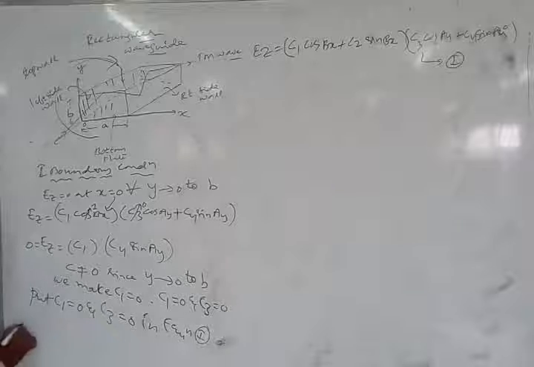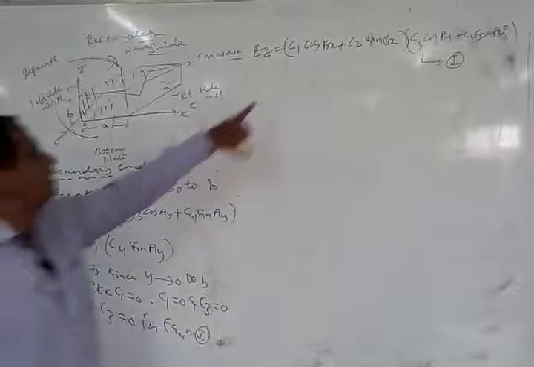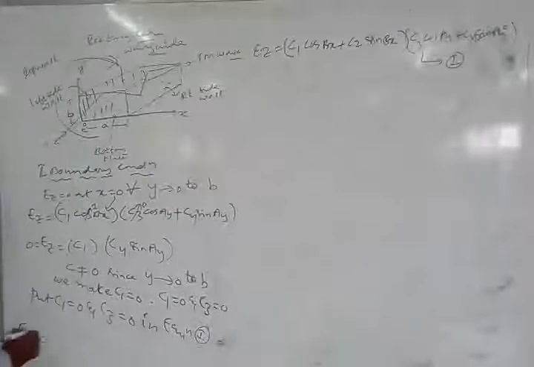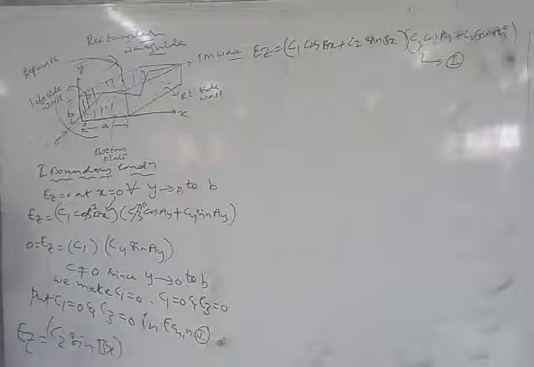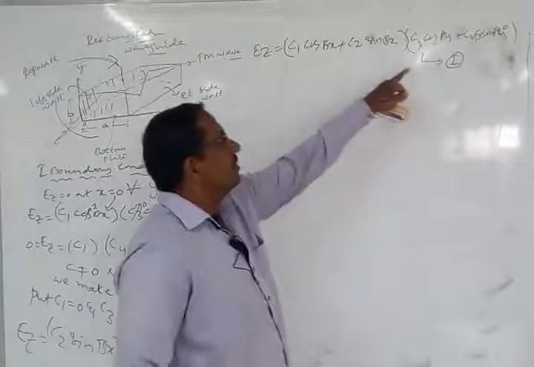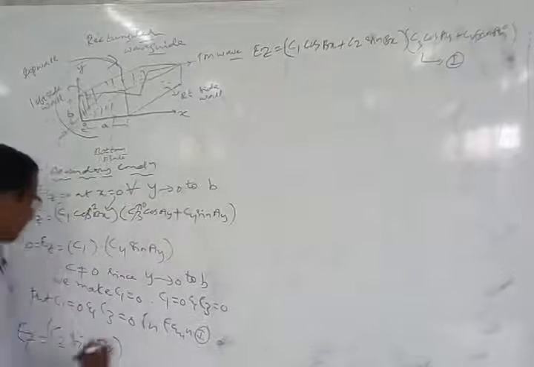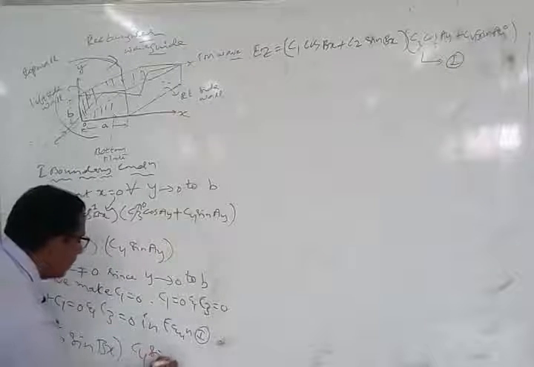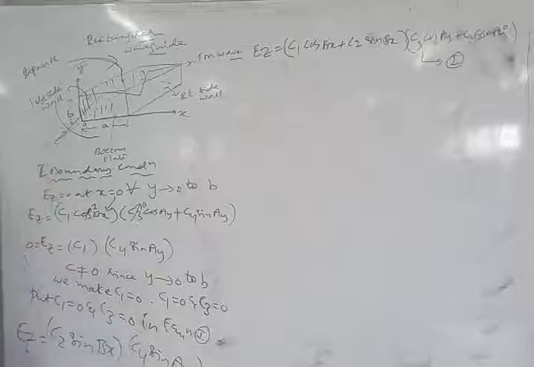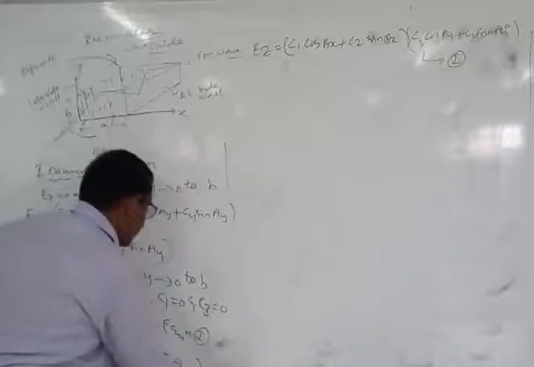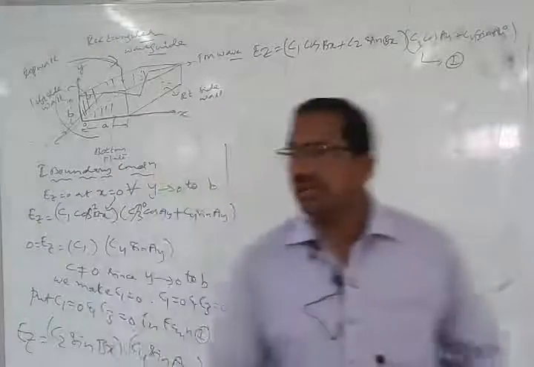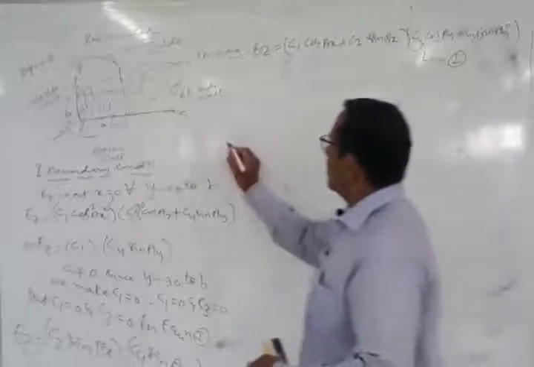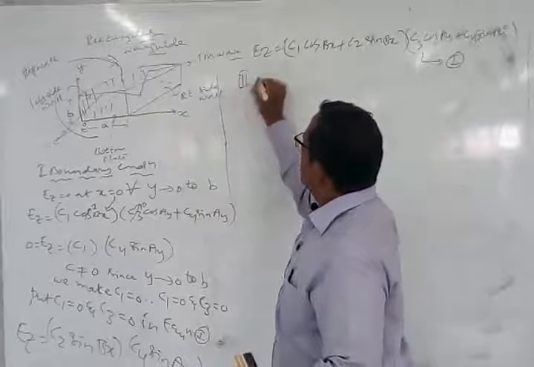Once I substitute this, what do I get now? Ez is equal to, the C1 component is gone, it is 0. Therefore C2 sin bx into, C3 is 0, therefore C4 sin ay. So these two components I get. That is the result of the second boundary condition. Let us go with the third boundary condition now.